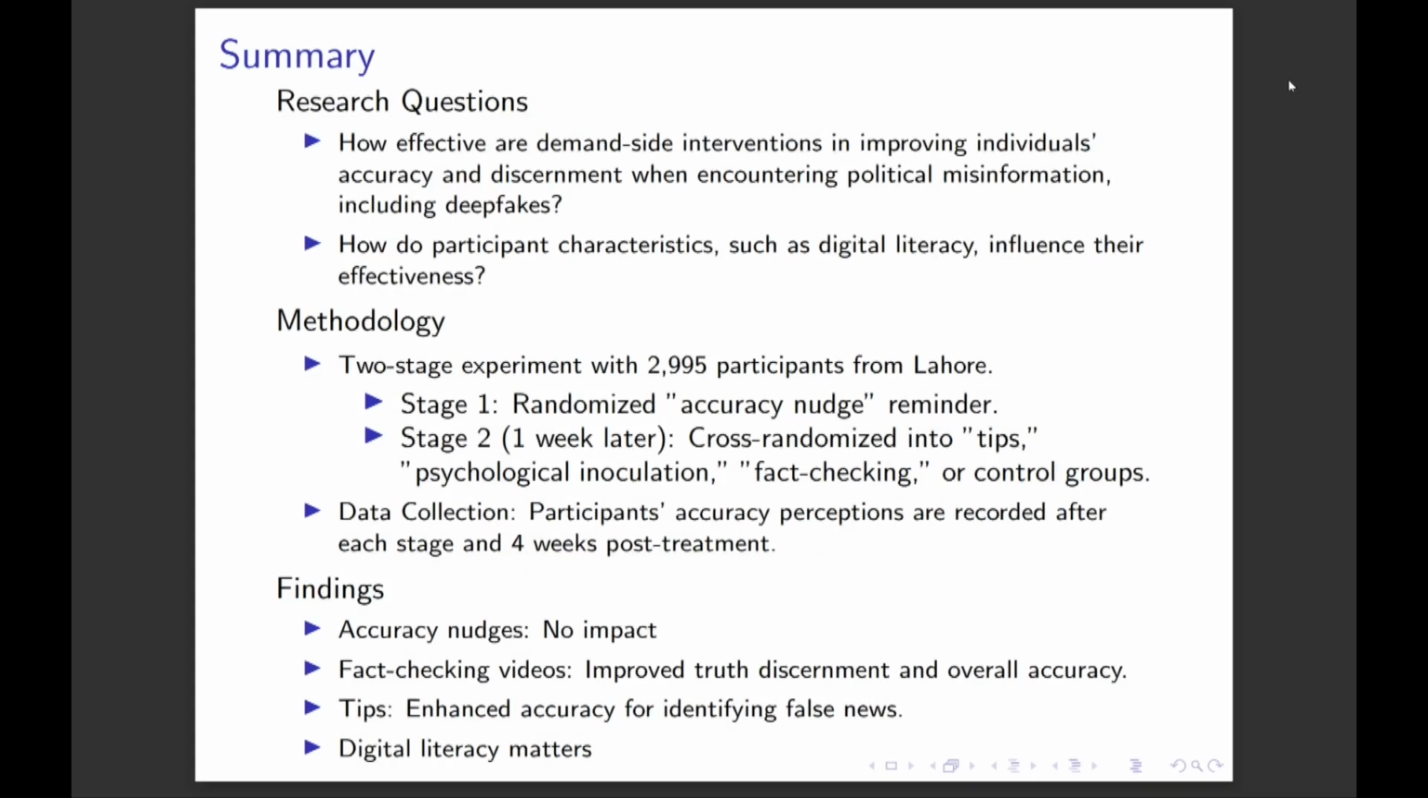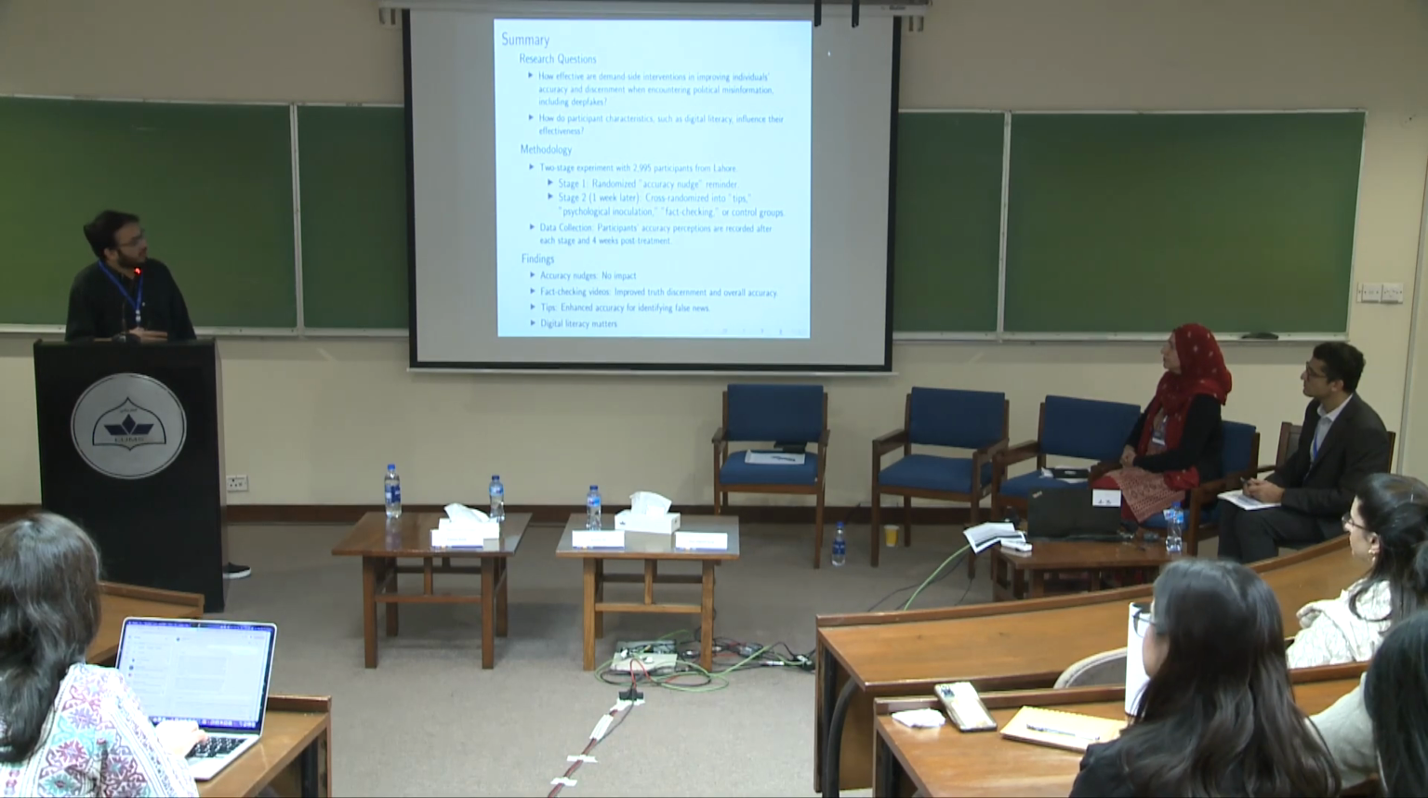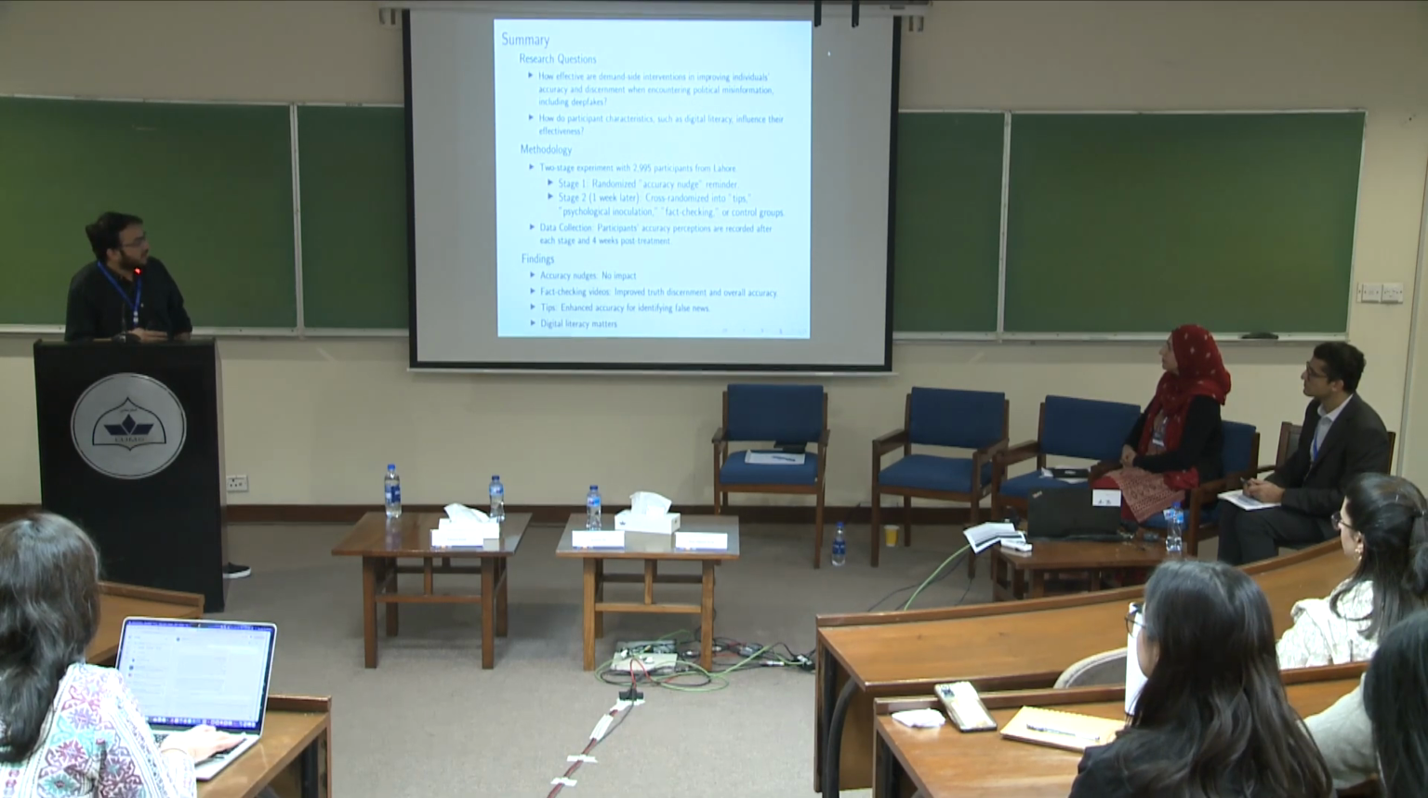In the second stage, they cross-randomize all their participants into 4 treatments. And as Ayesha very well explained, in the TIPS treatment, they are informed and told to think of ways to verify information. Then there is psychological inoculation, fact-checking, and then there's, of course, the control group.